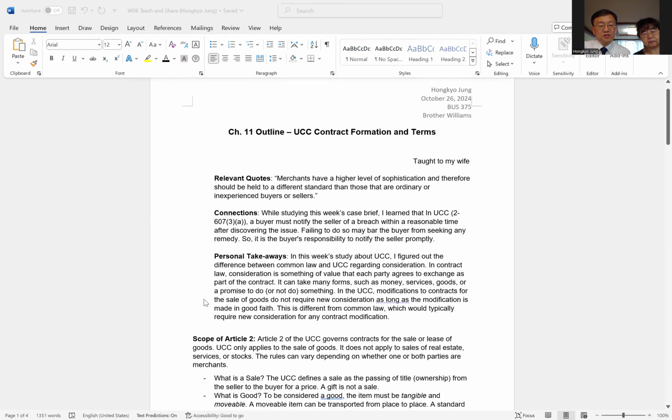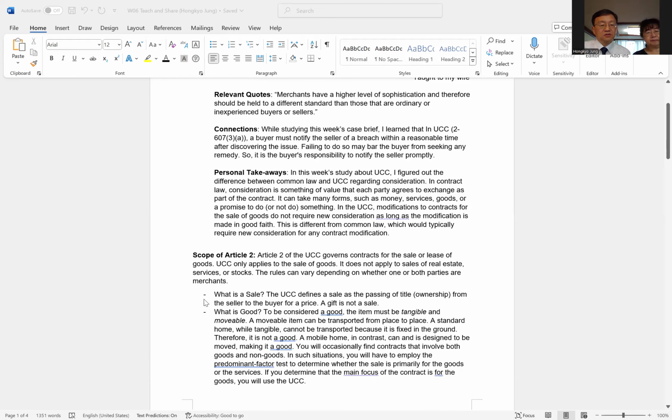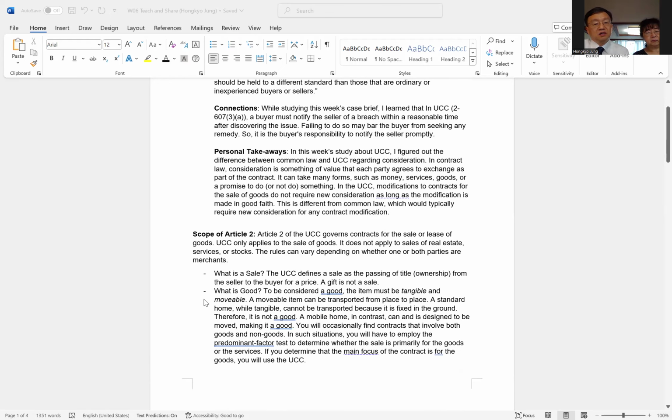Article 2 of the UCC governs contracts for the sale or lease of goods. The UCC only applies to the sale of goods. It does not apply to sales of real estate, services, or stocks. The rules can vary depending on whether one or both parties are merchants.